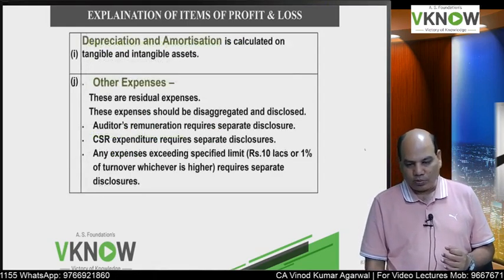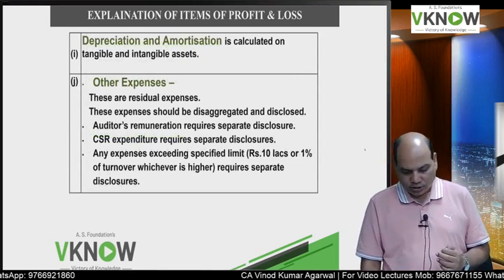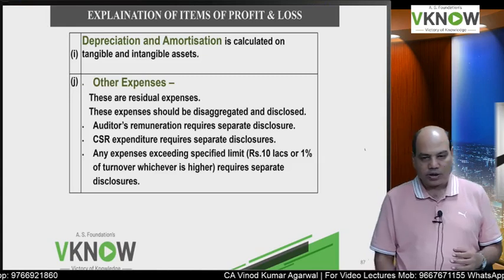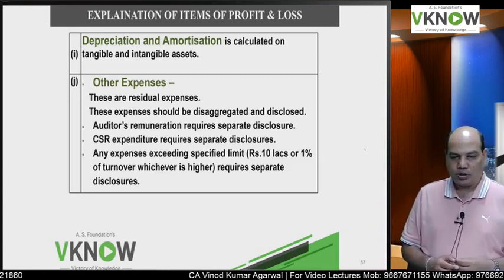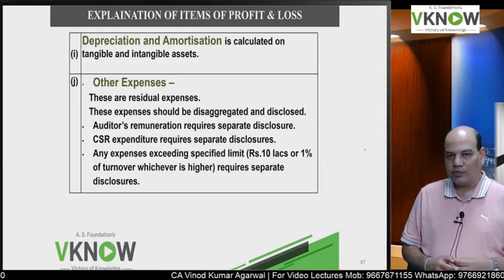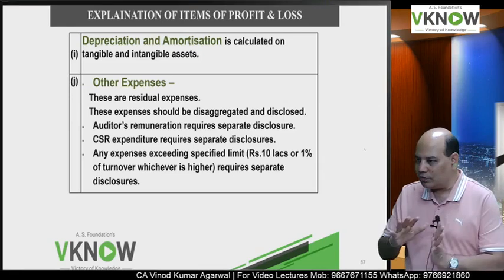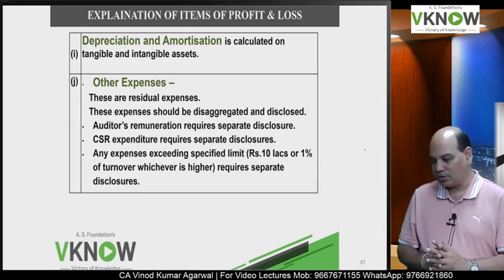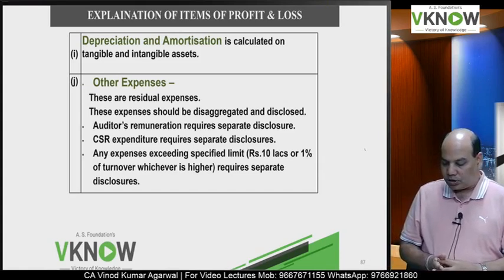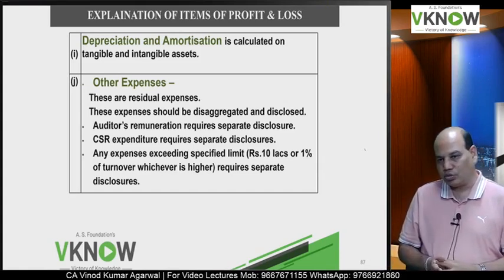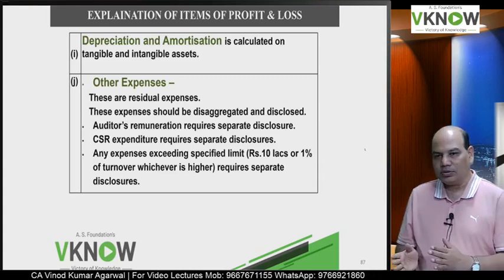And then we will show depreciation and amortization on both tangible and intangible assets. And then finally we have other expense in P&L account, which is like a residual category. If it doesn't fit into the above categories, then you put everything in other expense. Okay. And these expenses should be disaggregated and disclosed. Where will you disclose? You will make a note.